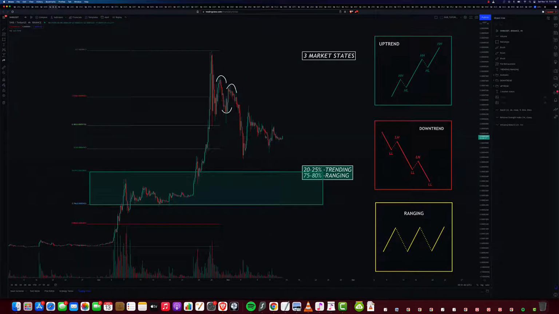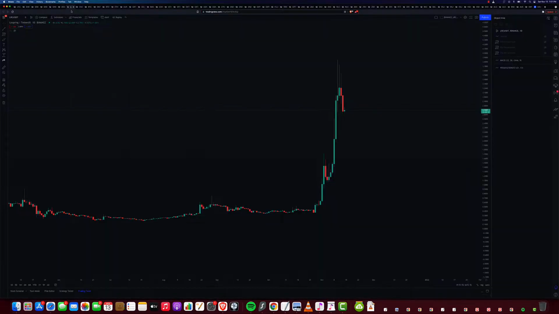Okay, so now let's take a quick look at the Loopring chart. At first glance, I can already tell, if I wasn't already in this asset, I'm not looking to start a position here. But let's use the Fibonacci retracement tool and still go through the process. Let's draw right here.